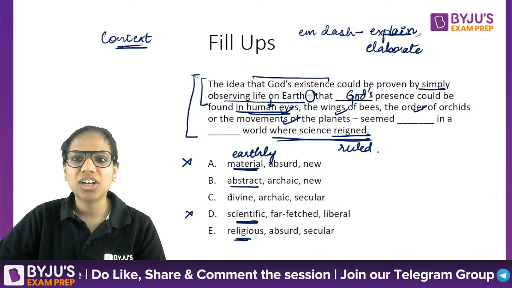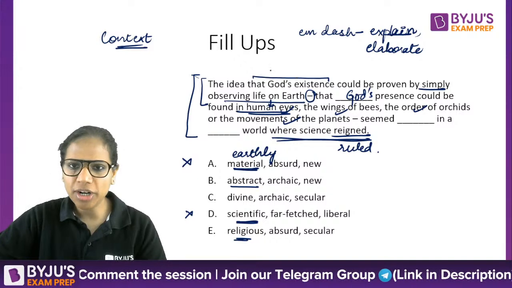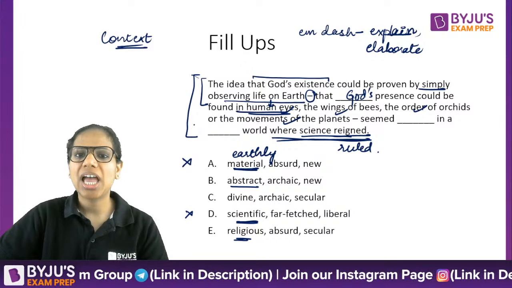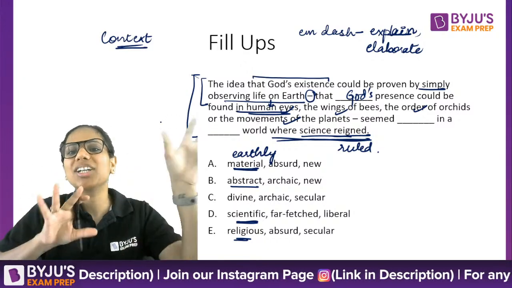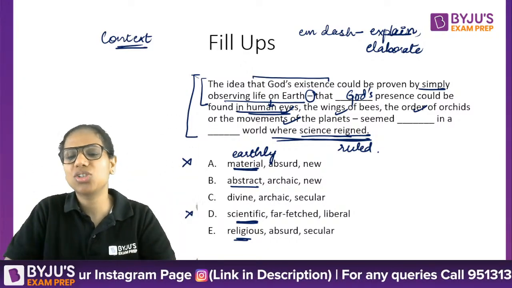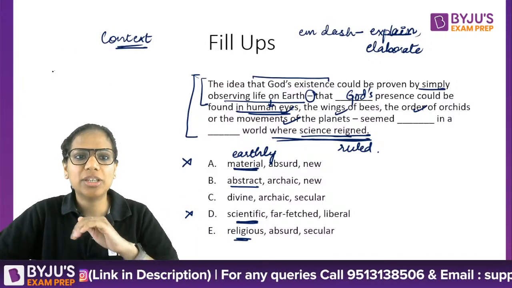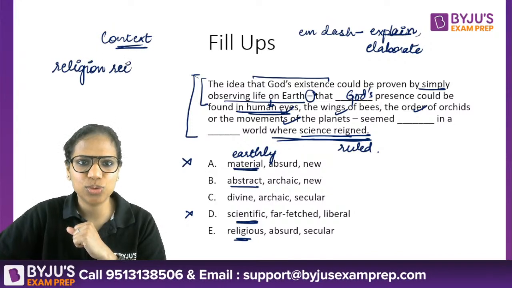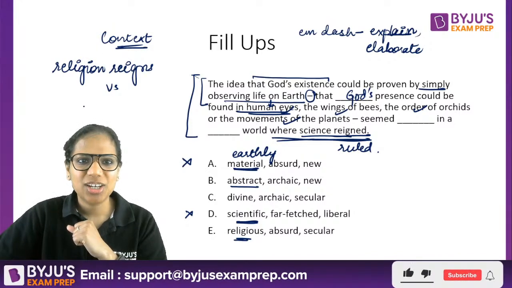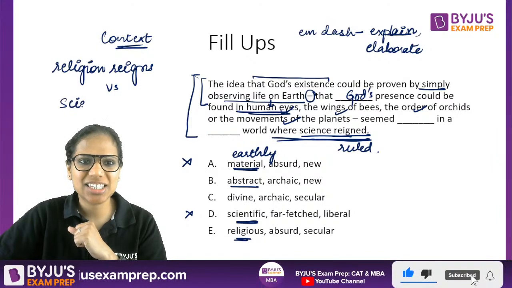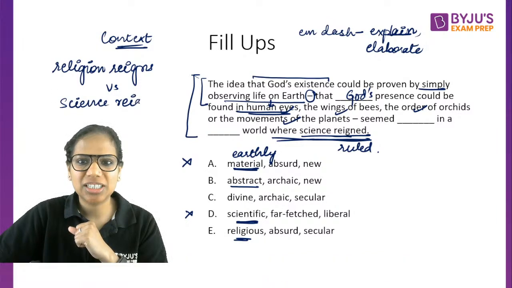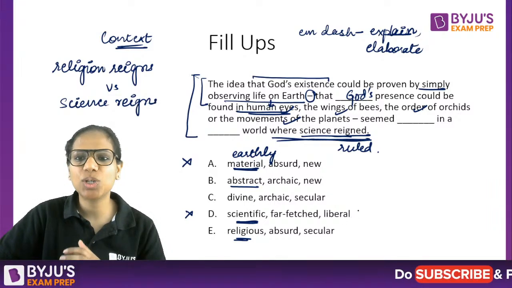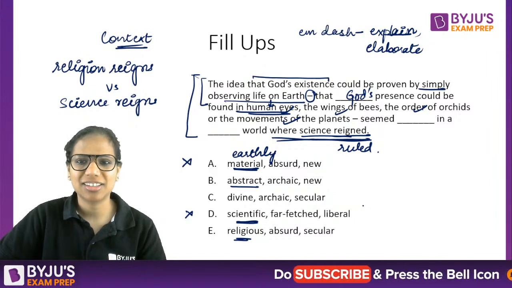Yes. So here I am talking about God, and here I am talking about the fact that science reigns in this world. So I'm contrasting it with a godly world where, let's say, God reigns or religion reigns, right? So when you contrast a world where religion reigns or rules versus a world where science reigns, what kind of a world would it be? Look at your options: new, secular, liberal. Which one matches the best? Tell me.